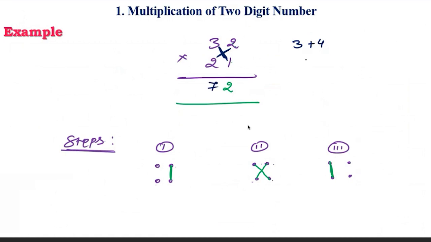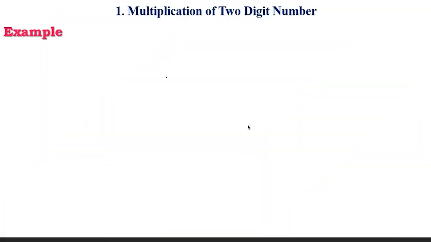Now we are in the last step, that is the last vertical multiplication. So multiply 3 into 2. Tell me, 3 into 2? 6. And this is the answer. So now I'm going to discuss a few more problems.